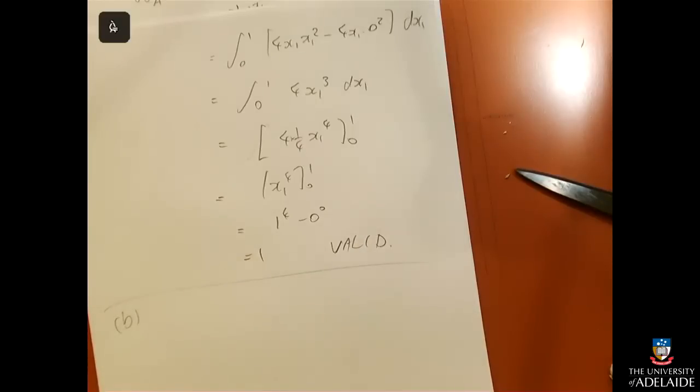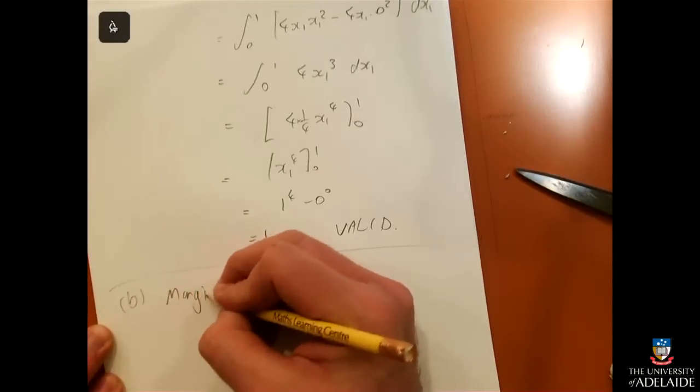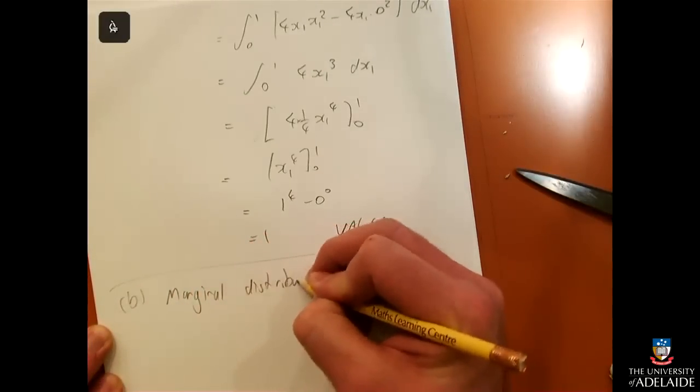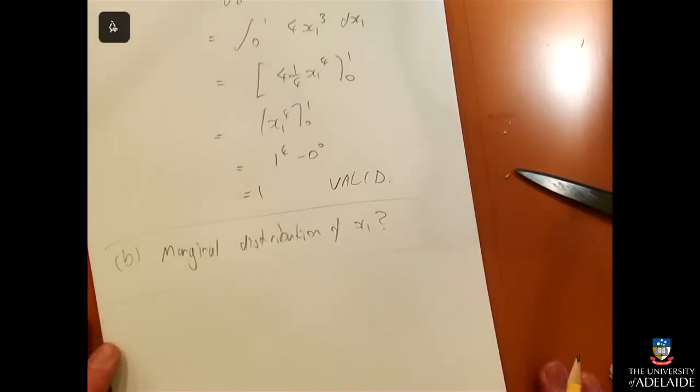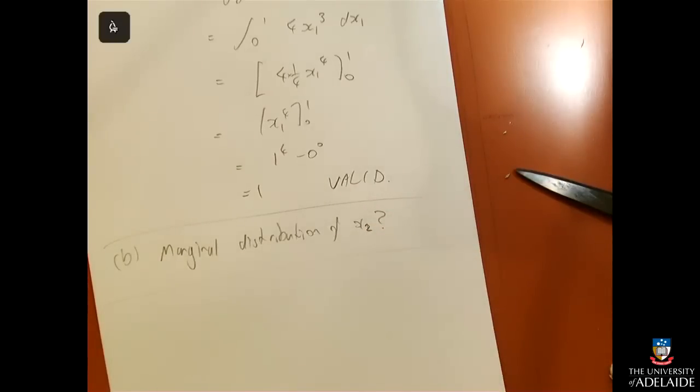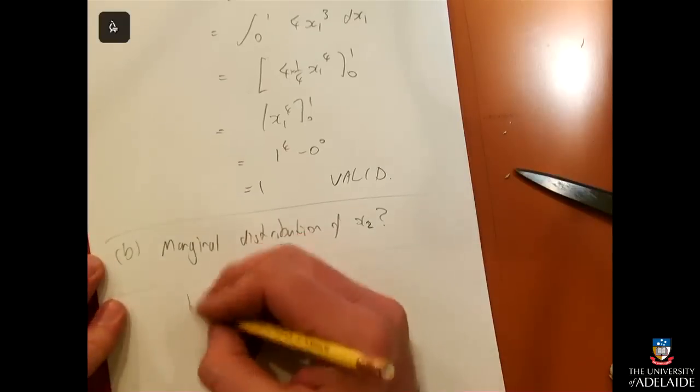Is it valid? Sure. And then we can actually start asking probability questions. So what's the probability of having x1 and x2 in some sort of area? Or you could also say, what's the marginal distribution of x1? Let's do the marginal distribution of x2, actually. The marginal distribution of x2 would be thinking about all of the options that x2 can have and figuring out a probability for each option.